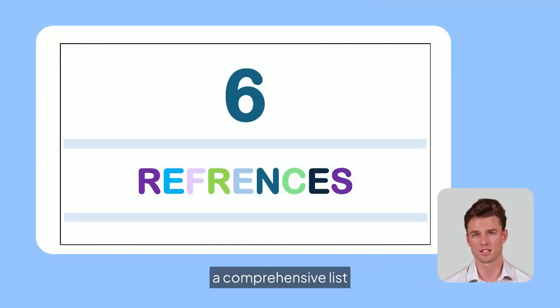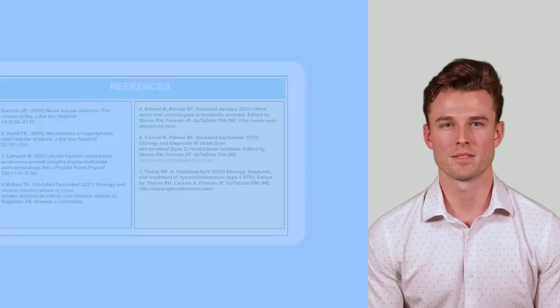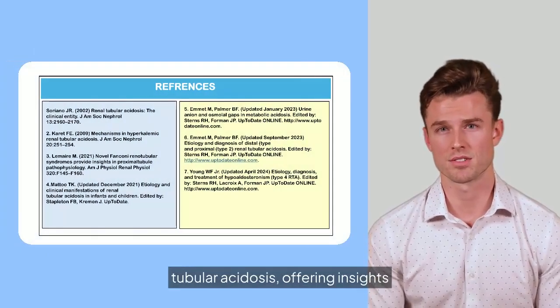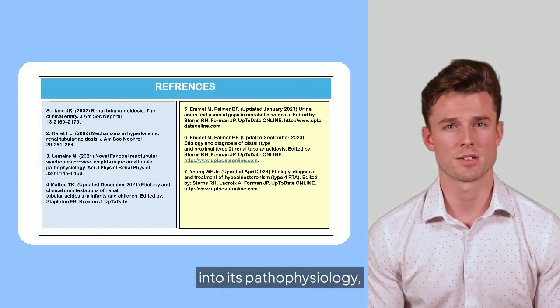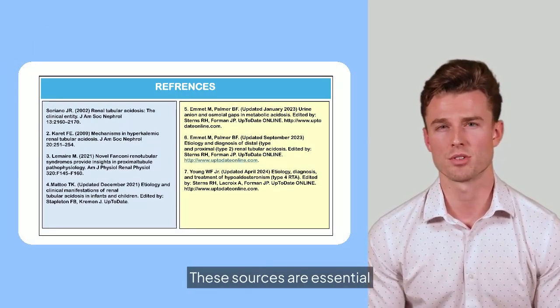Section 6. References. This section provides a comprehensive list of sources and literature that support the information presented in this educational material on renal tubular acidosis. The references include key studies and reviews on renal tubular acidosis, offering insights into its pathophysiology, diagnosis, and treatment. These sources are essential for further reading.